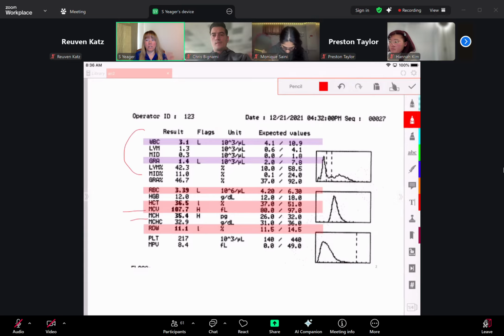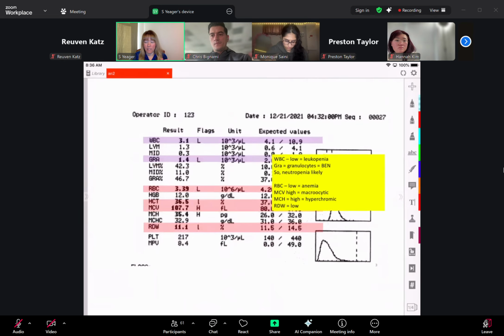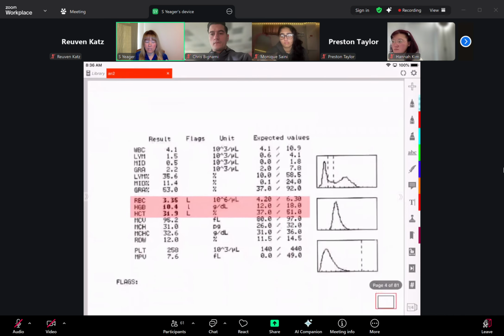And I know I talked about that, but I just wanted to point it out here again, too, because on the next slide, I had corrected that. So this is just the key. We'll talk more about those white blood cell abnormalities in the future. So we'll go to the next one.